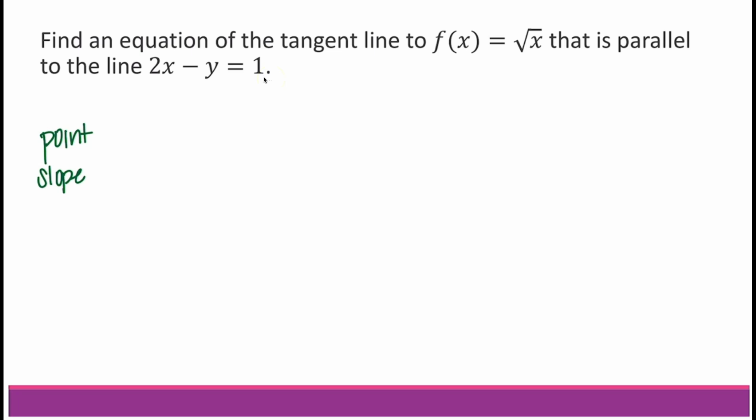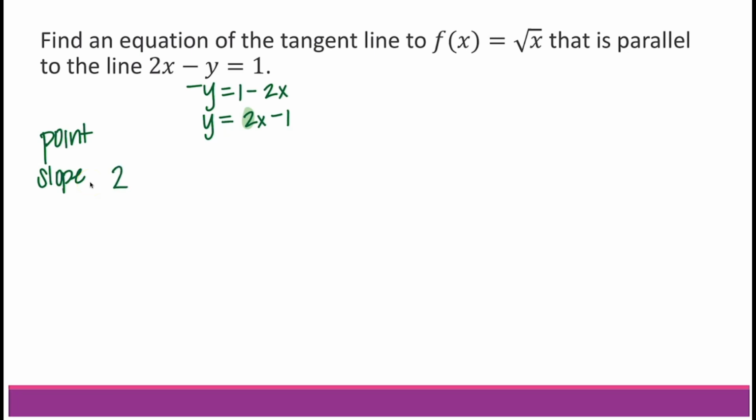Now, parallel lines have the same slope. So if I can find the slope of this line, then I know the slope of my tangent line. Well, I have to write this in slope-intercept form to identify the slope. So I'm going to solve this for y. So here I'm going to have negative y is equal to 1 minus 2x, and then we'll divide by the negative. So y is equal to 2x minus 1. So the slope of this line is 2, and I'm told my tangent line has to be parallel to this line. So that means that the slope of my tangent line is 2.